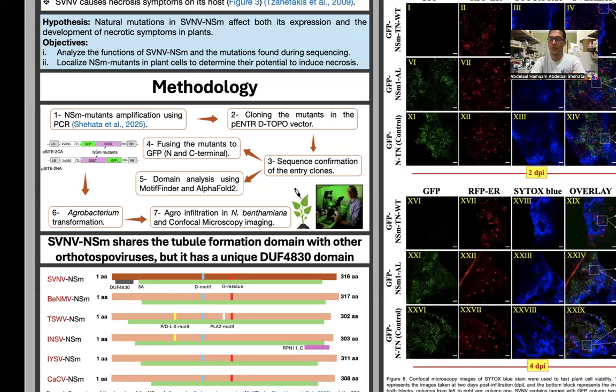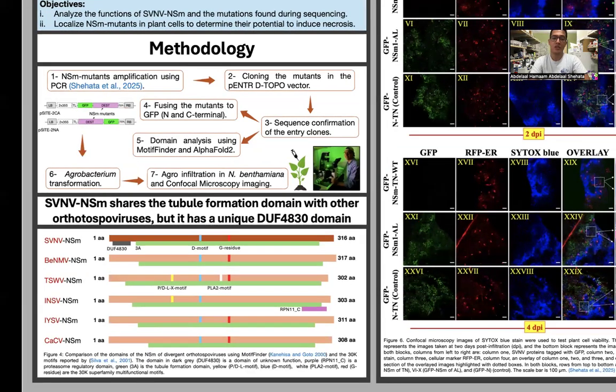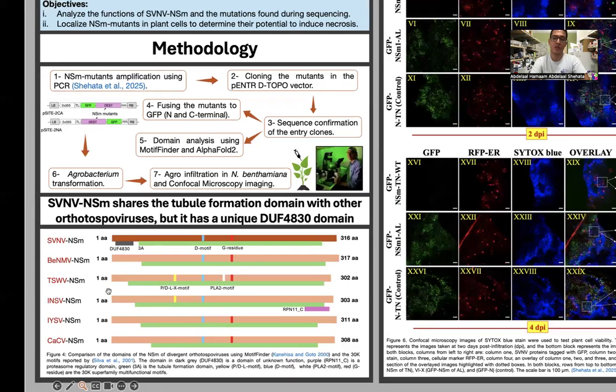And also after that, I've done the confocal imaging, or basically the microscopy imaging, using the confocal microscope that we have. So for the results, as you can see here in this domain analysis, I compared NSM of SVNV to other orthotospoviruses, including BNMV or bean necrotic mosaic virus, TSWV, INSV, IYSV, CACV.